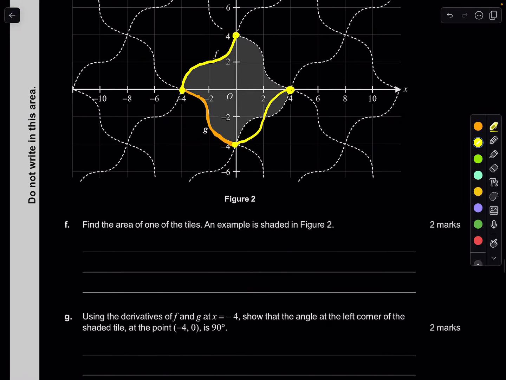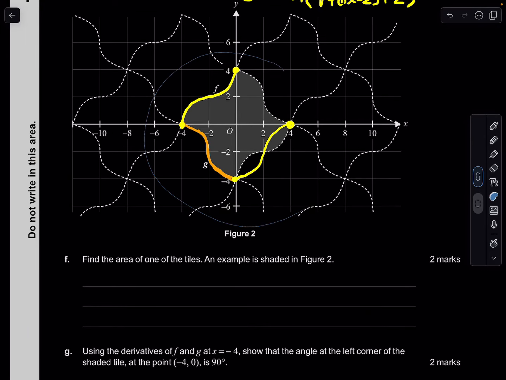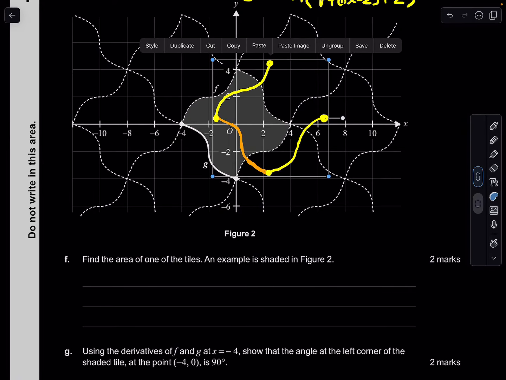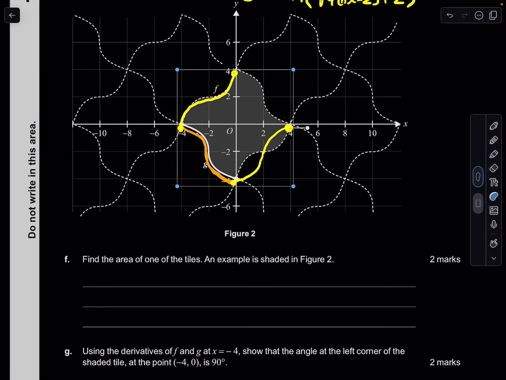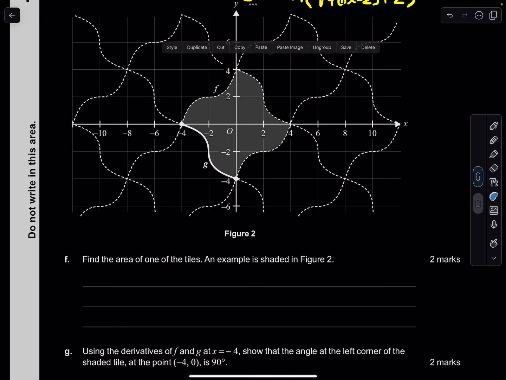F. Find the area of one of the tiles. An example is shaded in figure 2. So we just basically want to find the area of one of these tiles. Let me just rub this out. Should we take this right here? Don't we need it? I don't think we need it right now, so let's take it out.